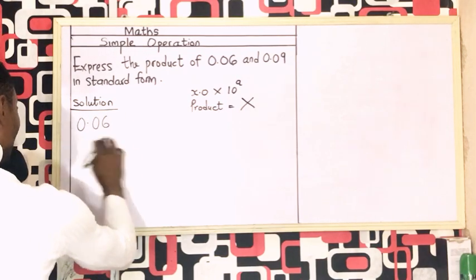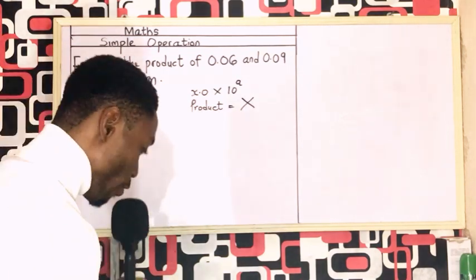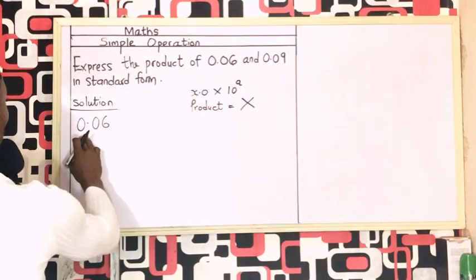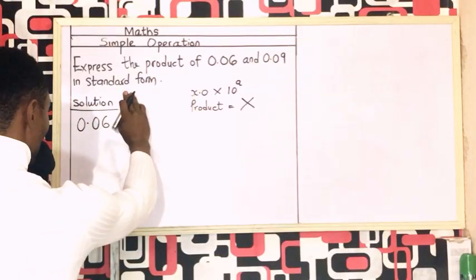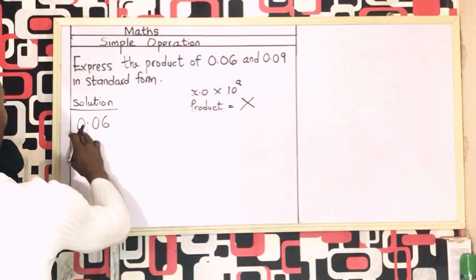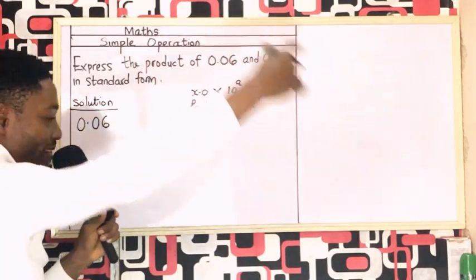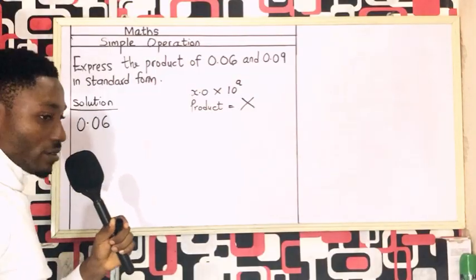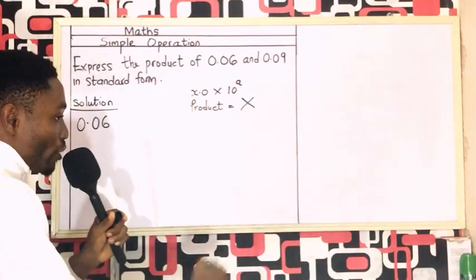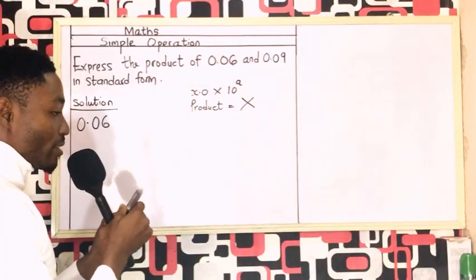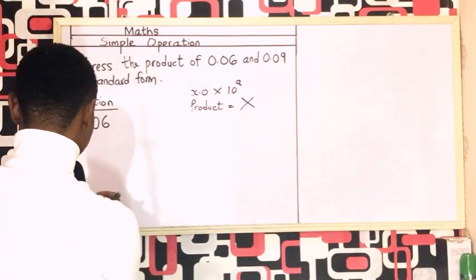0.06 is in decimal form. So in this way, we need to convert it to standard form. Or more still, you can carry out your operation in this decimal form, and at the end, convert your answer back to standard form. So I think with fast speed, I can show you the two solving processes, so you can choose the one that best suits your interest.